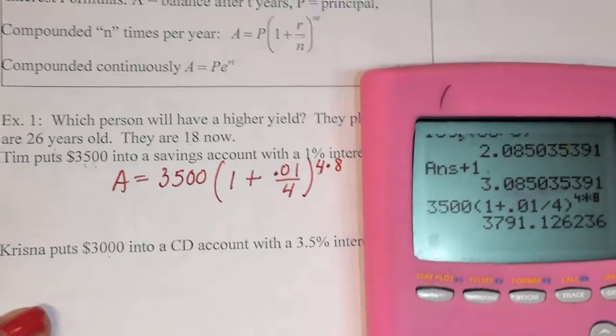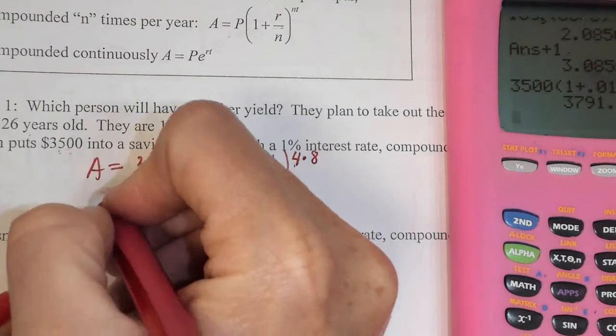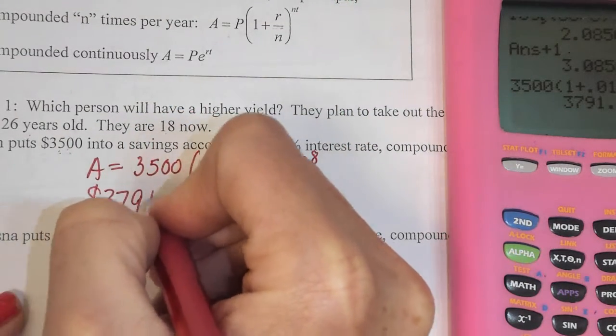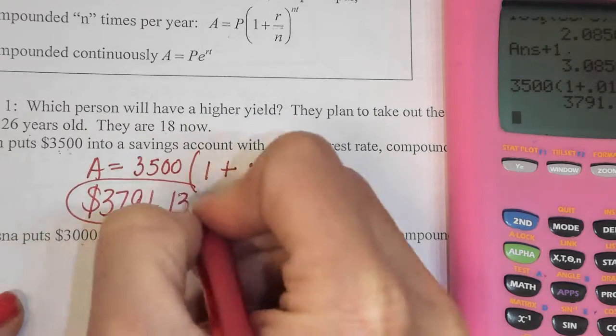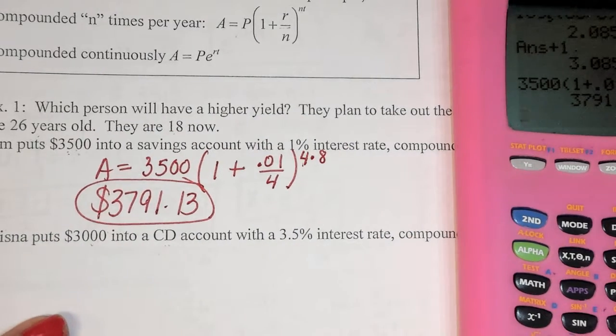And you should get $3,791.13. So with that 1% interest rate, he made a whopping $291.13. That's not so great for leaving your money in the bank for 8 years. Okay, that's really not that great.